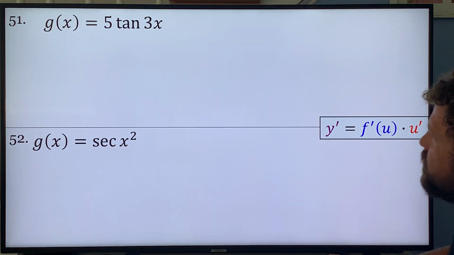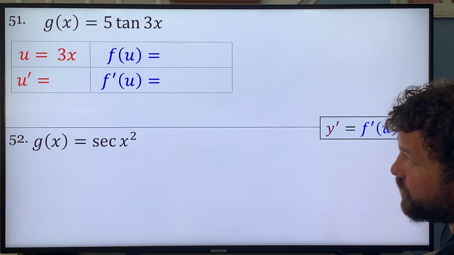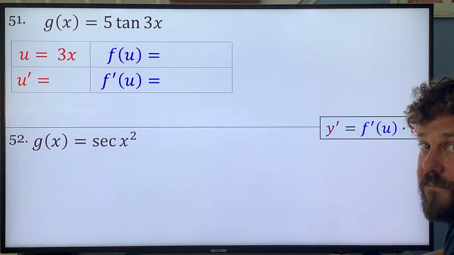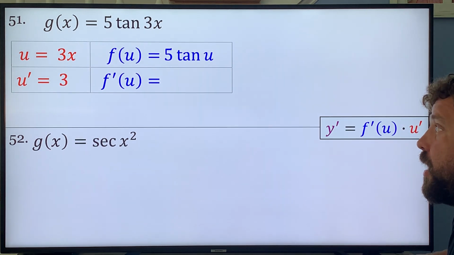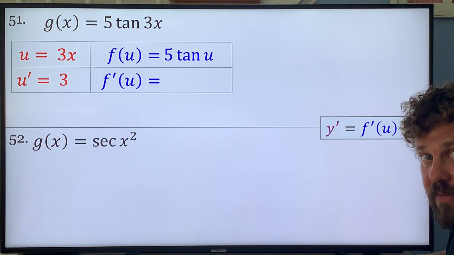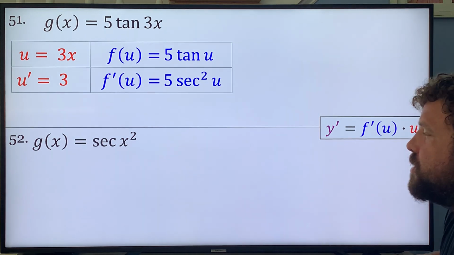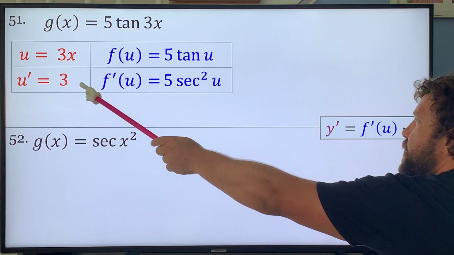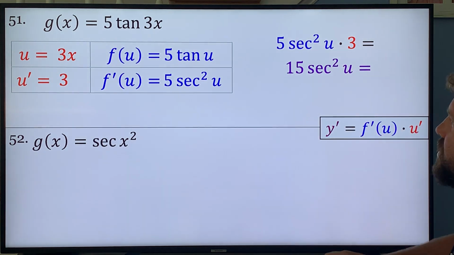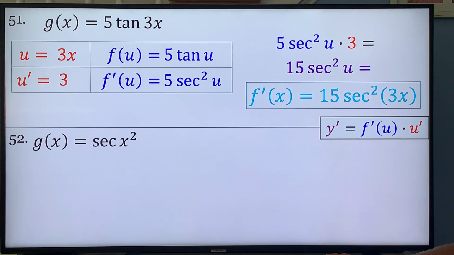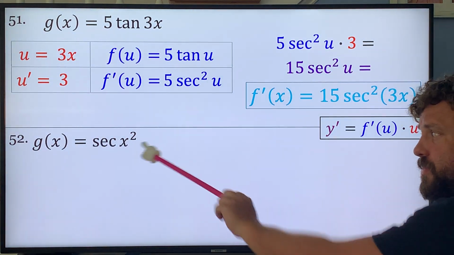All right, let's look at this one. Your u is 3x again. F of u is 5 tan u. U prime is 3. And the derivative of that is 5 secant squared u. 3 times 5 is 15 secant squared u. 15 secant squared, put back in 3x.